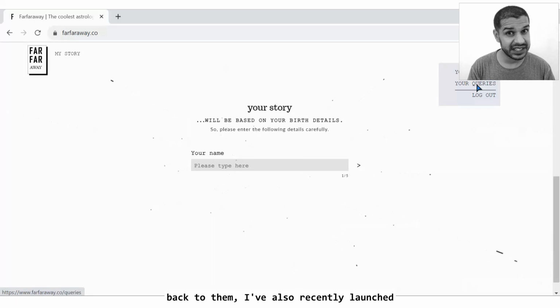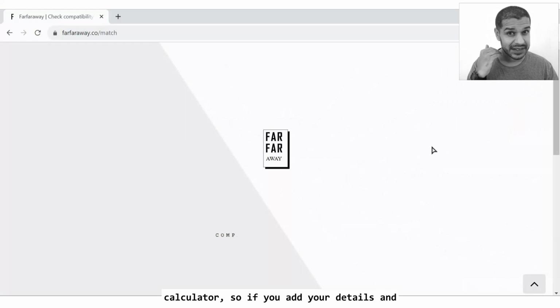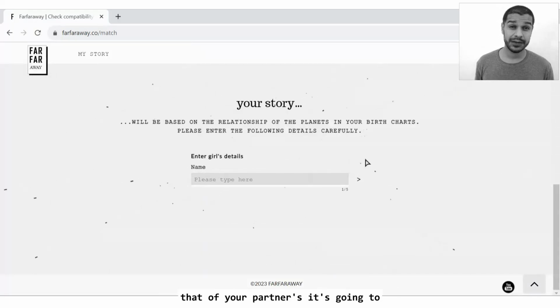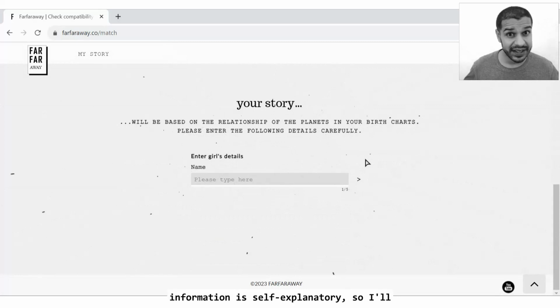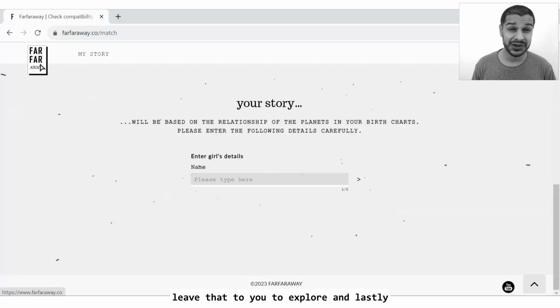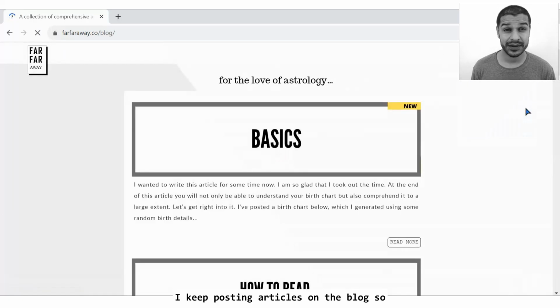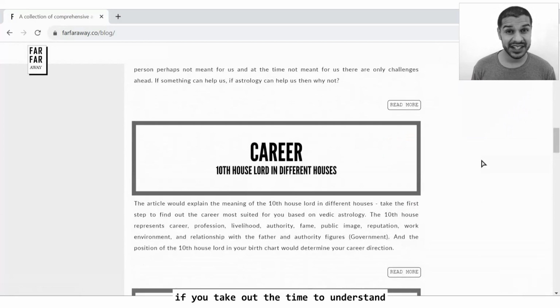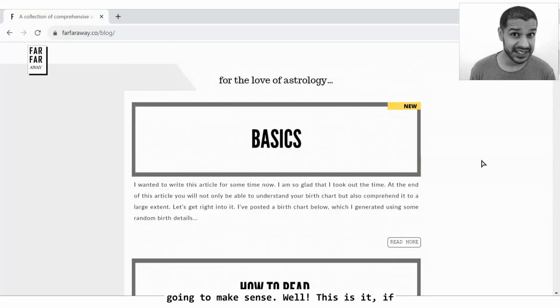I've also recently launched Match, a compatibility calculator. If you add your details and that of your partner, it's going to explain how compatible you are. The information is self-explanatory, so I'll leave that to you to explore. And lastly, I keep posting articles on the blog. If you take out the time to understand your chart logically, I'm very sure it's going to make sense.